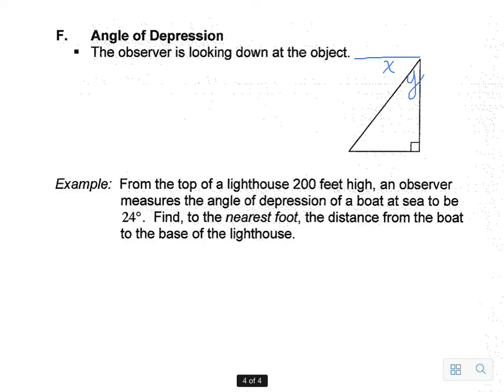Well, if you look very closely, x and y actually form a 90-degree angle. So basically, to get x, we can actually do 90 minus y, which will always give me the angle of depression. So x is your angle of depression.